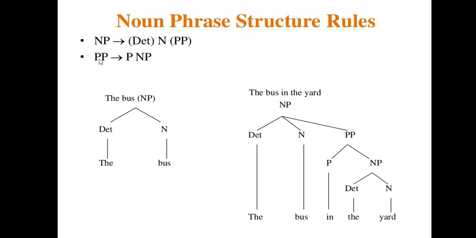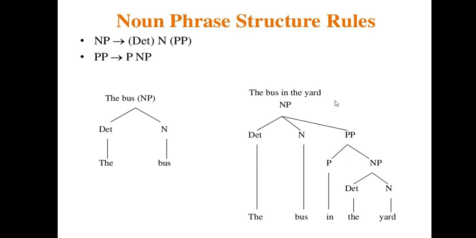And here we have the PP, which is prepositional phrase, composed of a P and NP, which is a noun phrase. Here we have the noun phrase, the bus. It is composed of a determiner, which is the, and a noun, which is bus. So we draw the tree diagram this way: a line for determiner, another line for bus, which is a noun, and we have the NP here. NP, determiner, noun; the determiner is the, and the noun is bus.